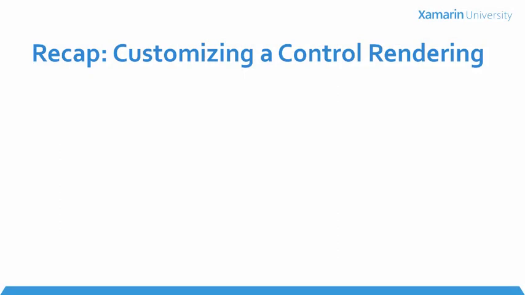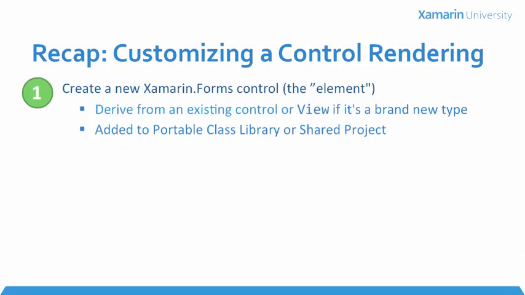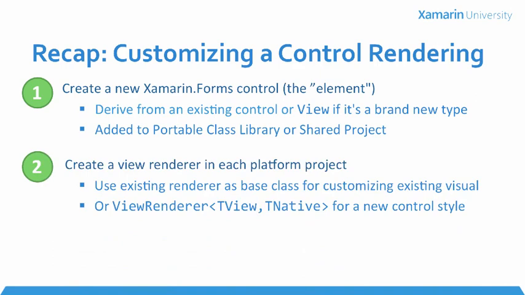To recap what we've done, to utilize a custom renderer, you create the control element object either from scratch, by deriving from the View base class, or deriving from an existing control in the Xamarin.Forms framework. Remember, this is shared code, so it would be placed into a portable class library or a shared project. Also, remember that we want to use bindable properties to expose features so that we can use data binding to connect things together. Next, we create a View renderer for each platform we want to target.